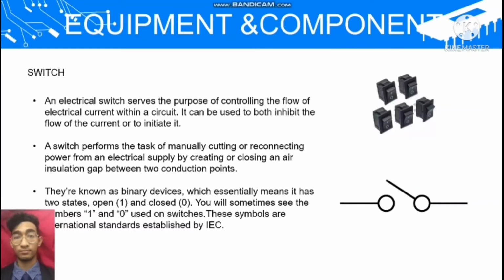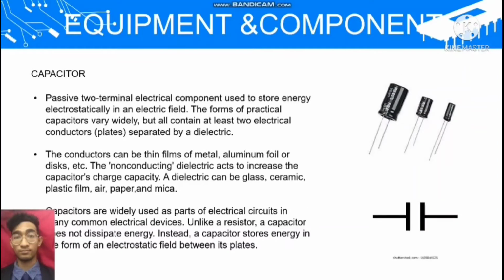Next one is the switch. A switch is an electrical component that serves the purpose of controlling the flow of electrical current within a circuit. Its function is to both inhibit the flow of current or to initiate it. The next one is the capacitor. A capacitor is a passive two-terminal electrical component used to store energy electrostatically in an electrical field. The forms of practical capacitors vary widely, but all contain at least two electrical conductors.